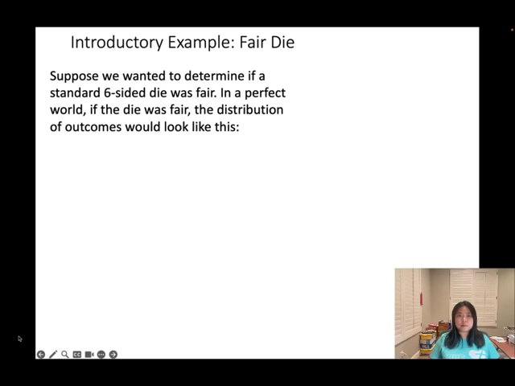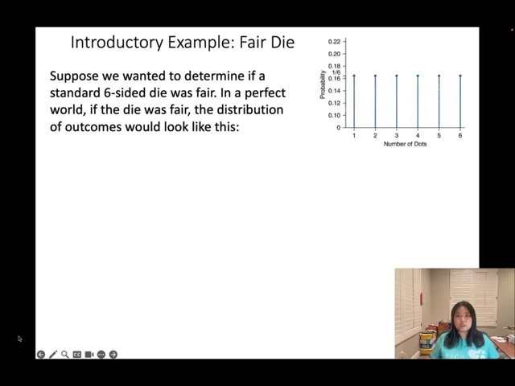Let's look at this example. Suppose we want to determine if a standard 6-sided die was fair. In a perfect world, if the die was fair, the distribution of outcomes would look like this. So this is the probability distribution of the outcomes. We have the fair 6-sided die here. They do have the same probability to land on each number, right? That would be 1/6.